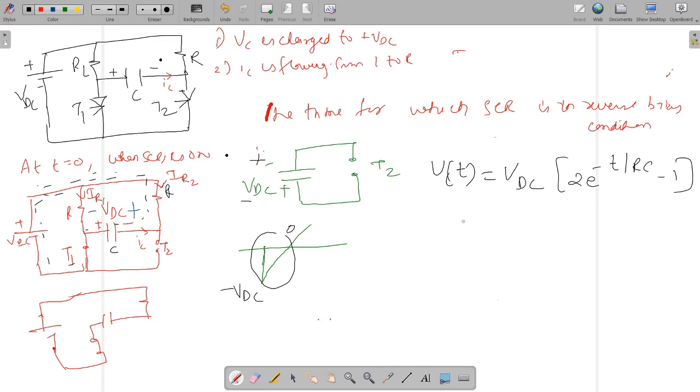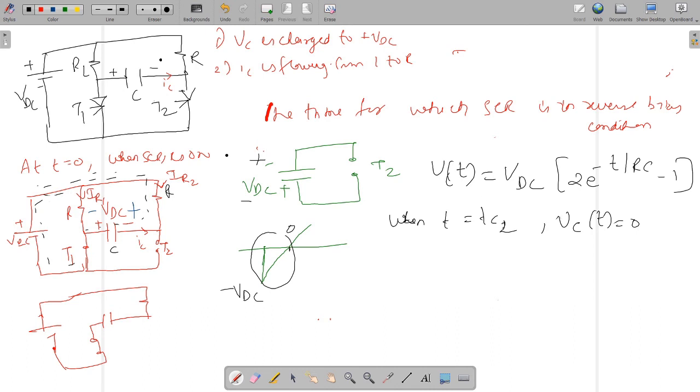Fine. So you can see, when t will be equal to Tc2, the circuit turn off time for T2, that is t will be equal to Tc2, and what is happening? Vc of t will be equal to 0. You can see here when your t will be equal to Tc2. Now Tc2 means what? That is the circuit turn off time.